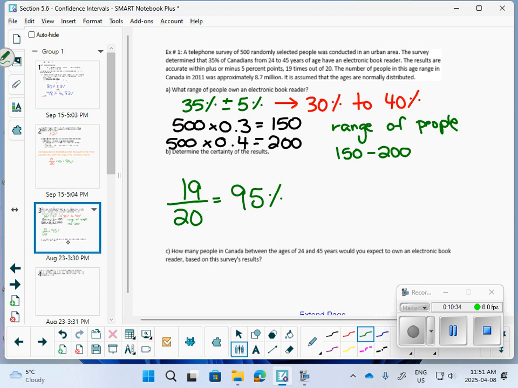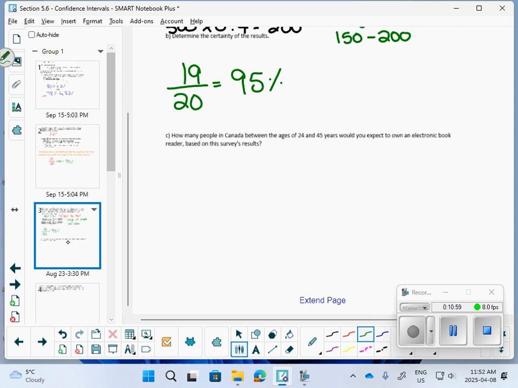How many people in Canada between the ages of 24 and 45 would you expect to own an electronic book reader based on this result? Our certainty is 95%. So we are just going to take the population in 2011 and multiply it by 95%, because that's the certainty. We're saying 19 out of 20 times it will happen. So that 8.7 million times 0.95, because that's how accurate it is.